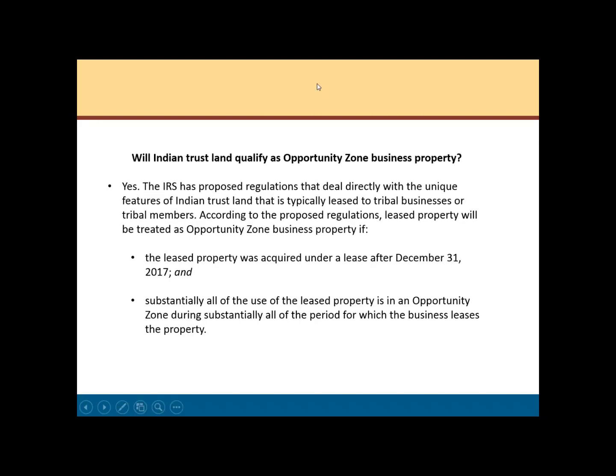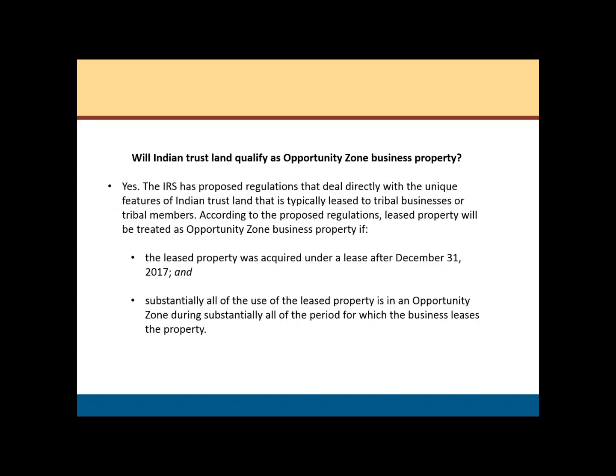So another thing, I mentioned earlier that there were some questions that came up in the first round of rulemaking regarding whether or not tribes can charter funds under tribal law. And then this was another issue that came up regarding the unique aspect of tribal land, which is that it's often trust land, which involves leasing. So the question was, will Indian trust land qualify as opportunity zone business property? The first round of regulations were unclear on this, but the second round of proposed regulations made it very clear that yes, indeed, the IRS will allow trust land to be qualified as opportunity zone business property.